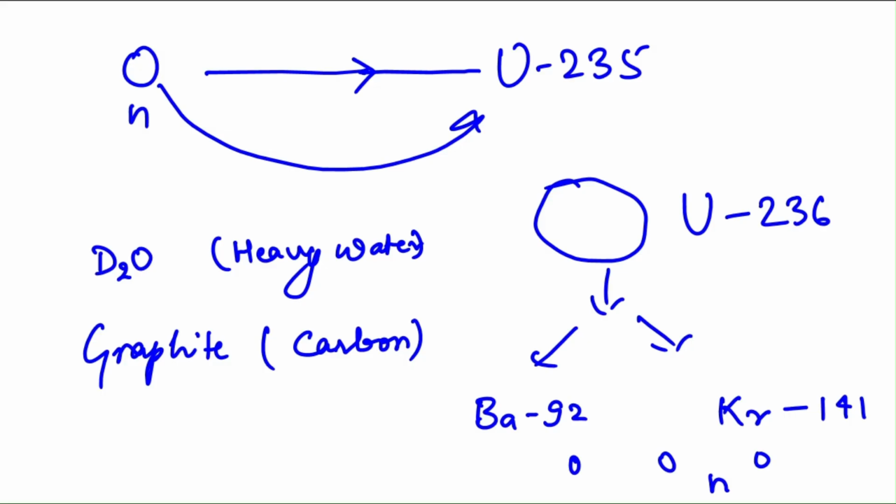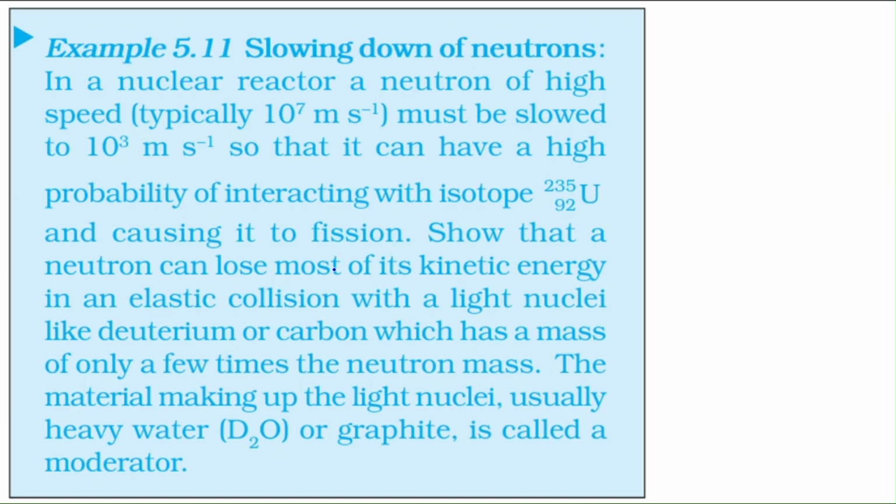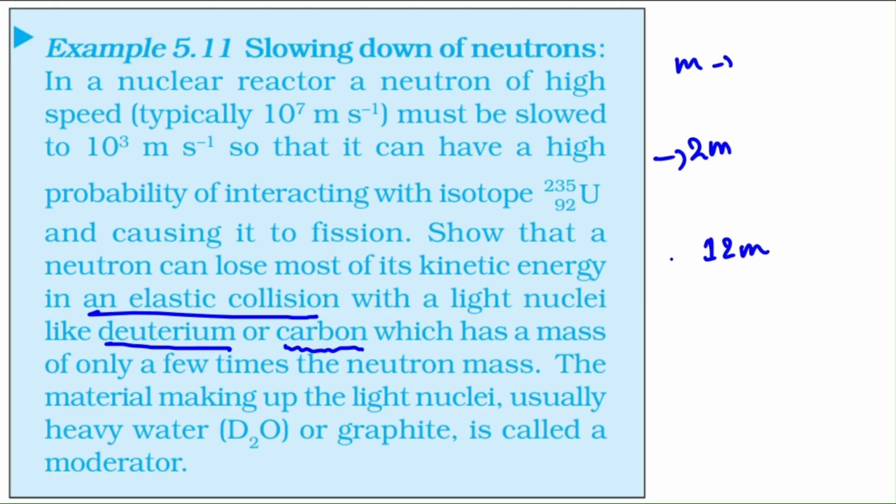Now coming back to our example. Here we are going to take an elastic collision of a neutron with deuterium. Thereafter, we can take carbon also, because these are the same process. The only thing that changes is the mass. The mass of a deuterium nucleus is twice the mass of a neutron, and for carbon, it is twelve times. If we take m as the mass of the neutron, then the deuterium nucleus has mass 2m and the carbon nucleus has mass 12m.